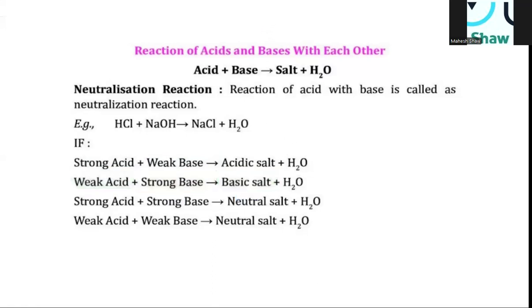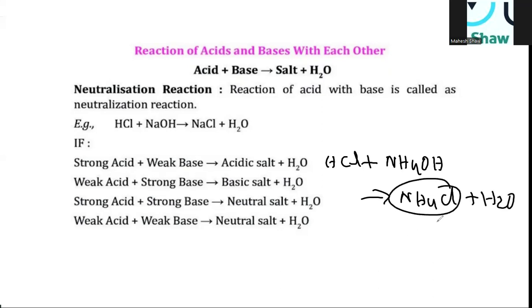Now we can take a few examples here. Taking the example of the first type, a strong acid: HCl, hydrochloric acid, reacts with a weak base. I can take NH4OH as the weak base, then the salt so formed will be ammonium chloride, that is NH4Cl, and water will be produced. So we'll say that this ammonium chloride is an acidic salt. That means it will turn blue litmus red.